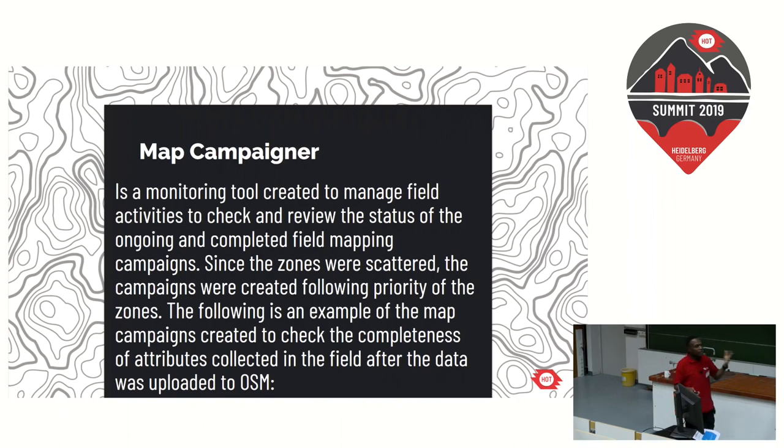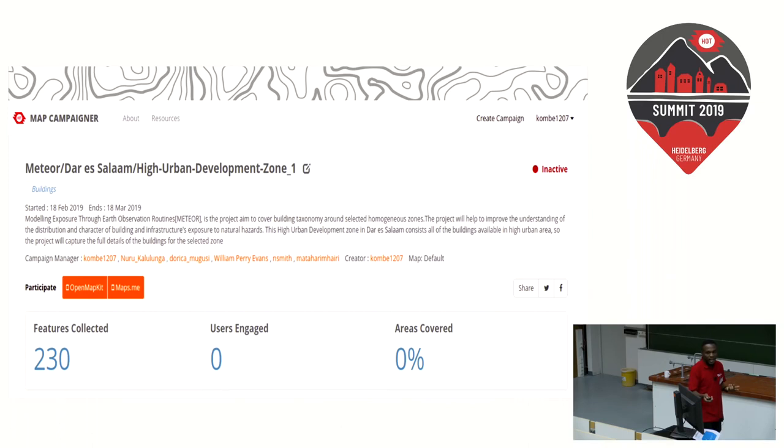since you'll be able to see the completeness of certain feature attributes, but after being cleaned and uploaded to the OSM, you'll be able to see how many features have been collected here in the river. That was an example of the map campaign that was done within the high urban development zone. You can see the features collected is 230, as well as the areas being covered.